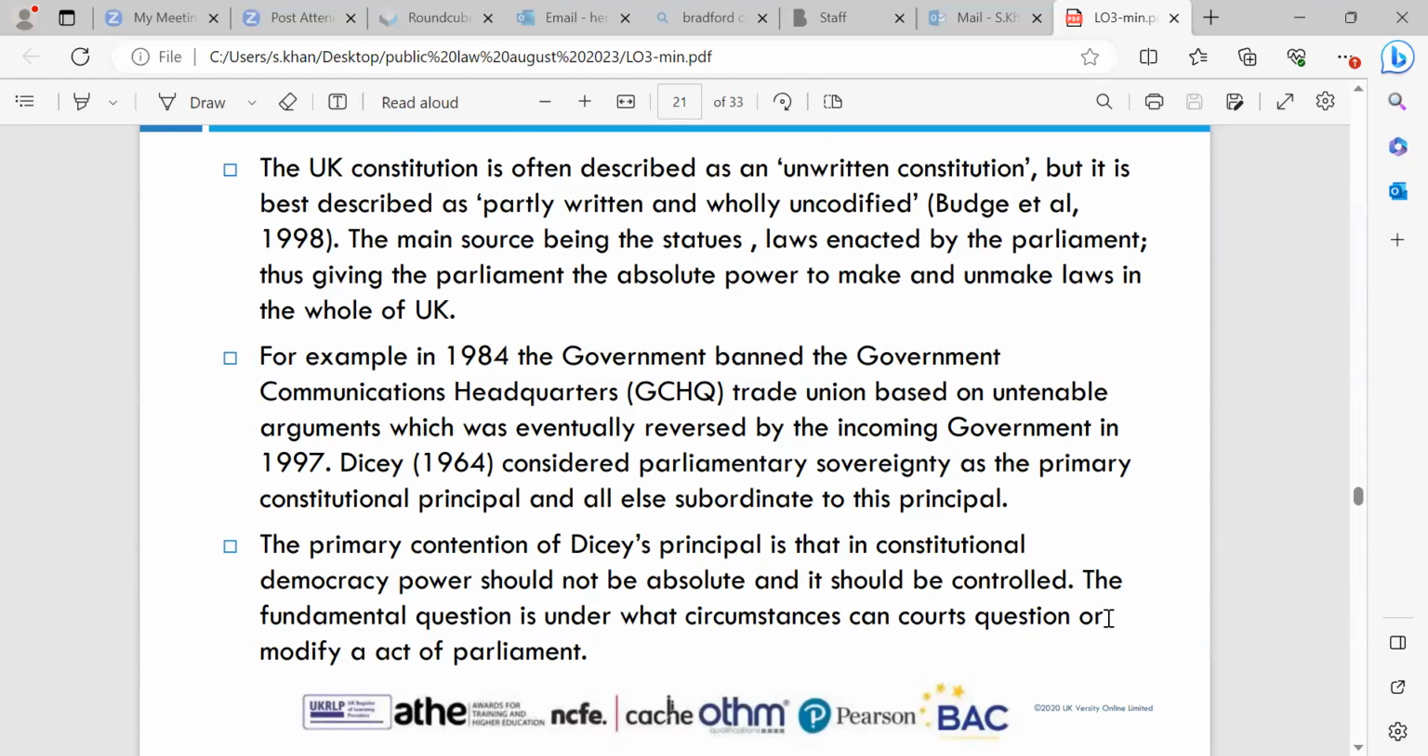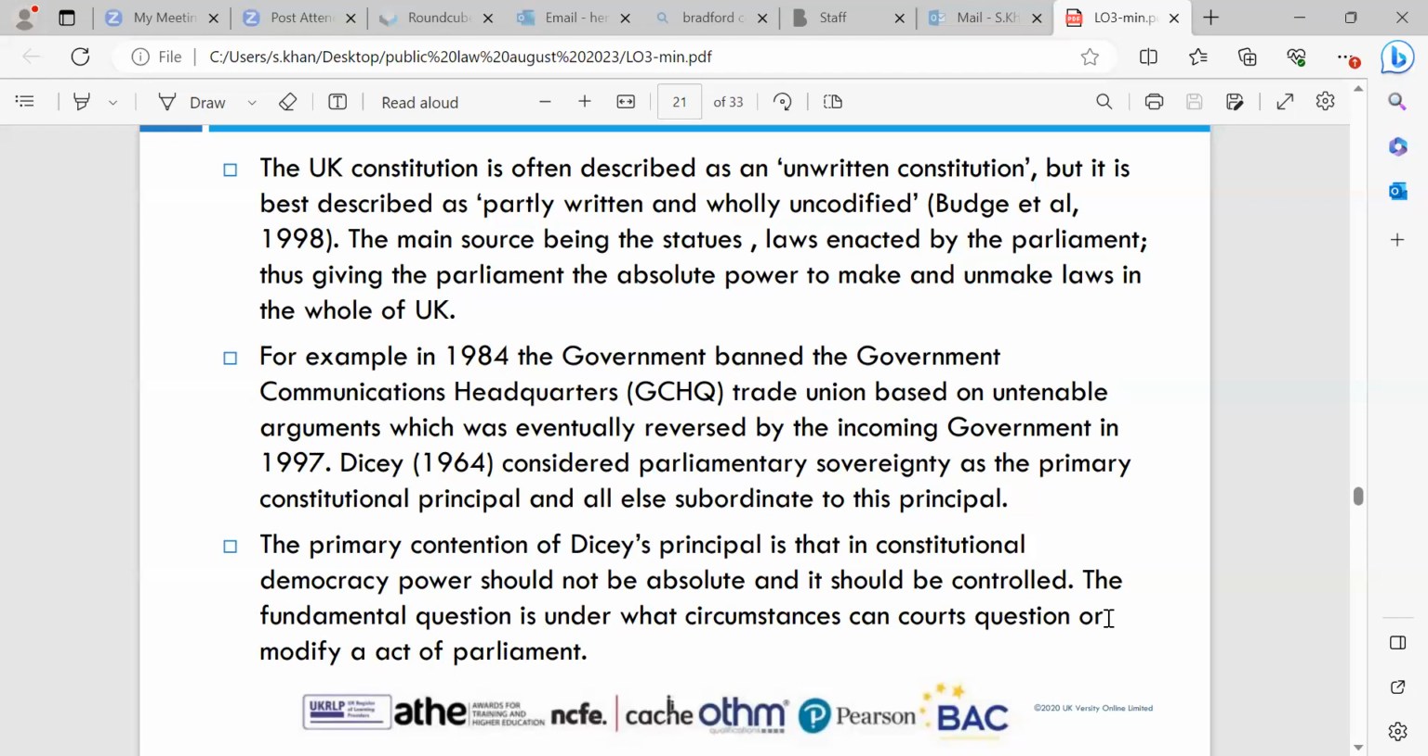The UK Constitution is often described as an unwritten constitution, but is best described as partly written and wholly uncodified, as Budge et al. 1998. The main source being the statutes, laws enacted by Parliament, thus giving Parliament the absolute power to make and unmake laws in the whole of the UK. For example, in 1984, the government banned the Government Communications Headquarters (GCHQ) trade union based on untenable arguments, which was eventually reversed by the incoming government in 1997.